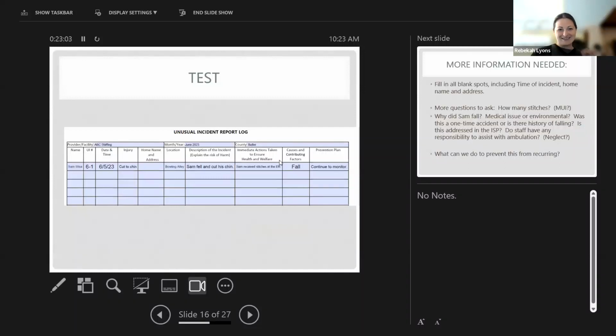I hope you guys can see that. It's kind of small. We have Sam Wise. We have the UI number. It looks like it happened at the bowling alley. Sam fell and cut his chin. He received stitches at the ER, and the cause was due to a fall. And the prevention plan: continue to monitor. Is there anything we can do to make this better?